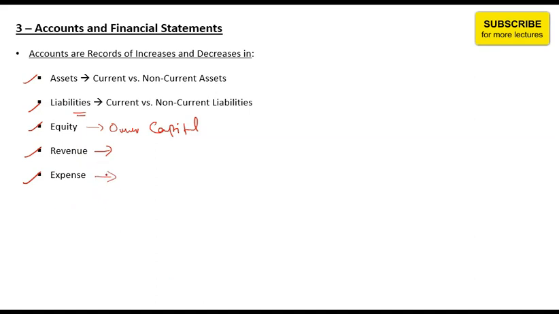And within revenue you can have other types of income as well. That is, apart from core revenue, you can also have income from investing activities or income from any other activities as well. So these are primarily 5 accounts. Non-current means an asset or liability that has a life of more than a year, and current means an asset or liability that has a life of less than 1 year.